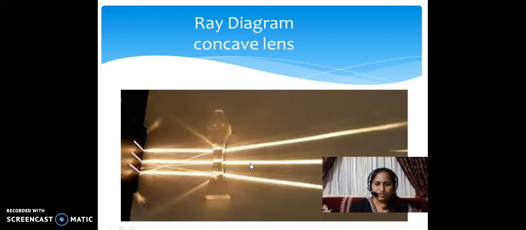The image obtained by the concave lens is found by tracing the path of the diverged beam, and they meet on the same side of the object. So if we trace the diverged path of the refracted light through a concave lens, they meet at a particular point on the same side of the object and get focused onto it, and the image is formed on the same side of the object for the concave lens.